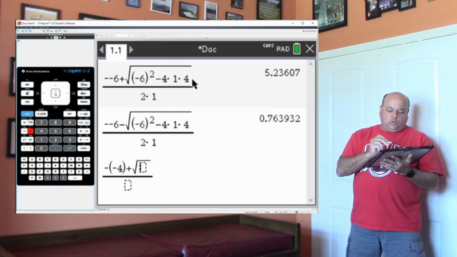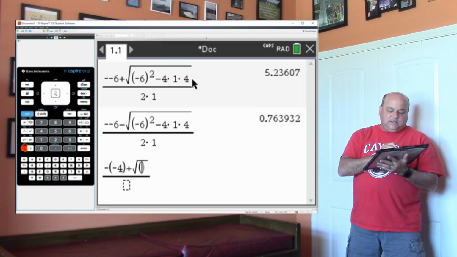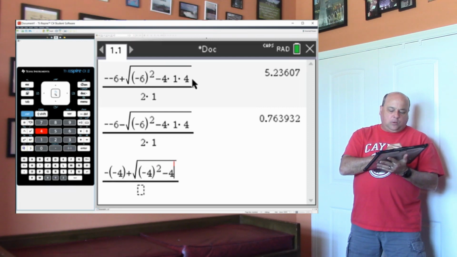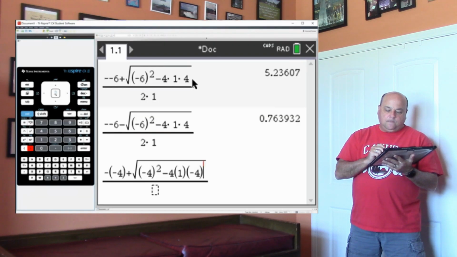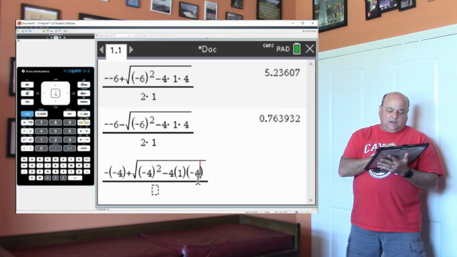Now b squared is negative 4, so parentheses, negative 4, close parentheses squared, minus 4, then start a parentheses, the a is 1, close the parentheses, and my c is negative 4. I think that's it. Let me look. Negative 11. So I need to go back and type negative 11.